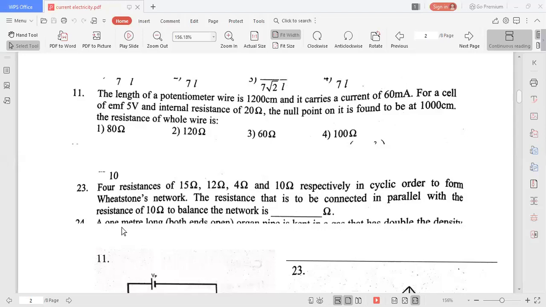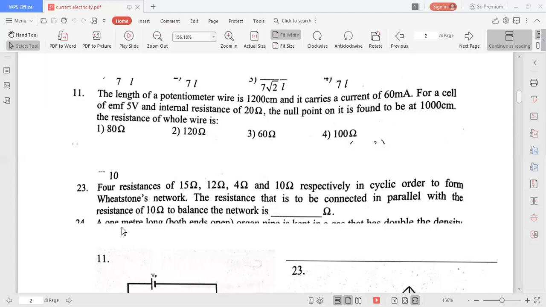Then what is the potential drop per unit length of the potentiometer wire? Because whenever it is balanced for the given cell, the potential drop across the two terminals of the cell is equal to the potential drop across the balancing length. Suppose the potential drop per unit length of the potentiometer wire is lambda. Potential drop per unit length is called potential gradient.